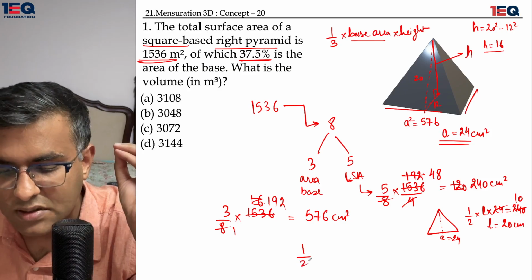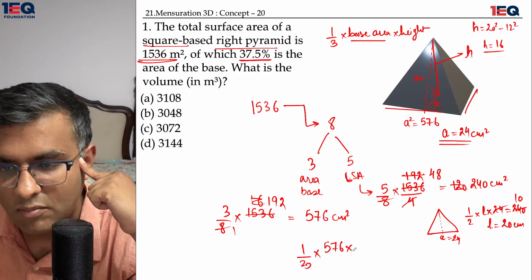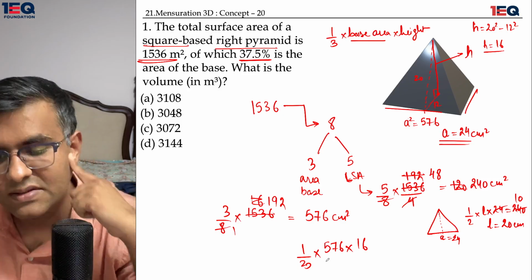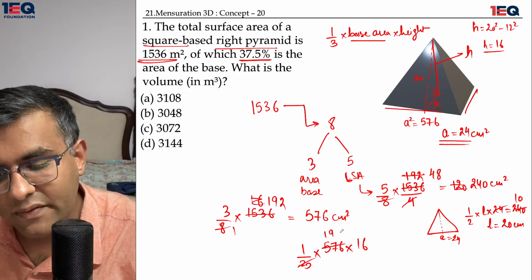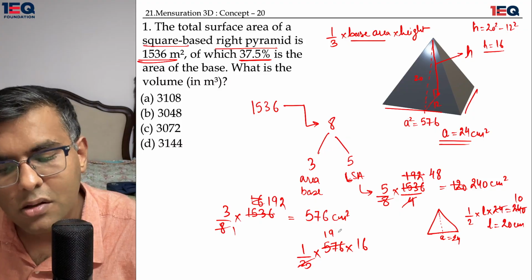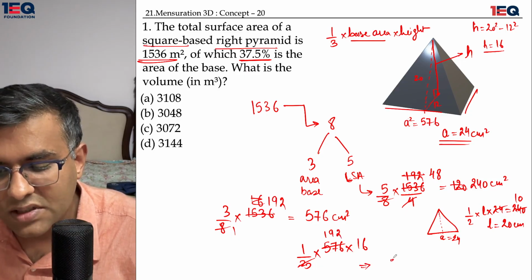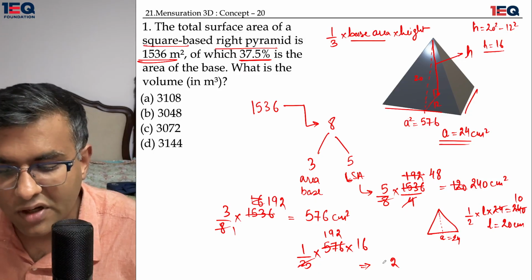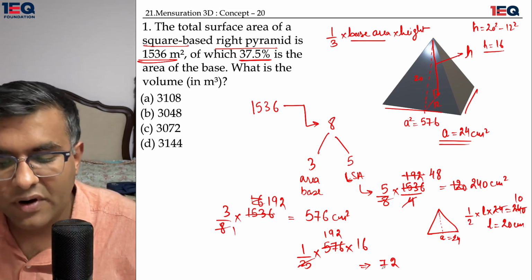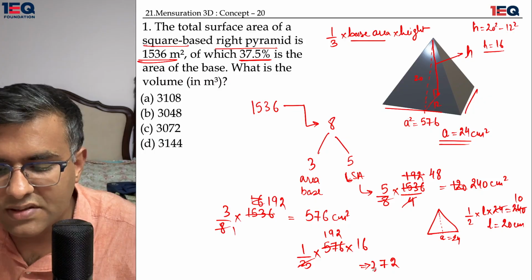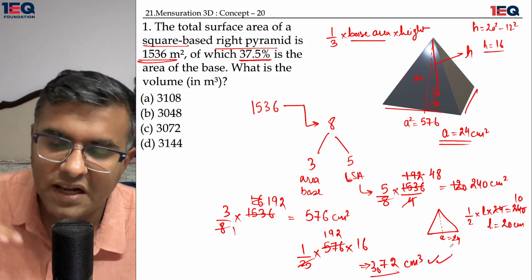Now, using 1 by 3 into the base area, which was 576, multiplied by the height, which is equal to 16. So 3 ones are 3, 3 nines are 27, and 3 twos are 6. Now 16 into 192: 16 twos are 32, 16 nines are 144, 144 plus 3 is 147. So 16 ones is 16 plus 14 is 3072. So 3072 centimeter cube is the value that I'm looking at.